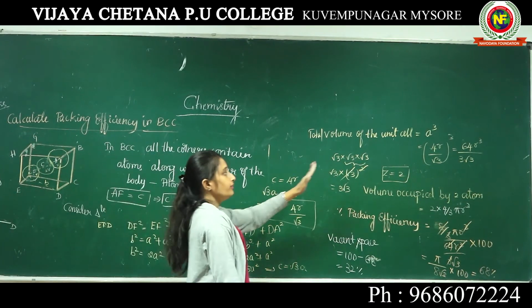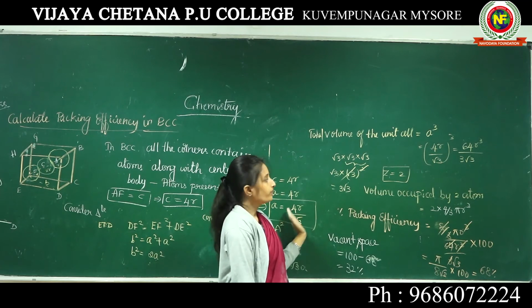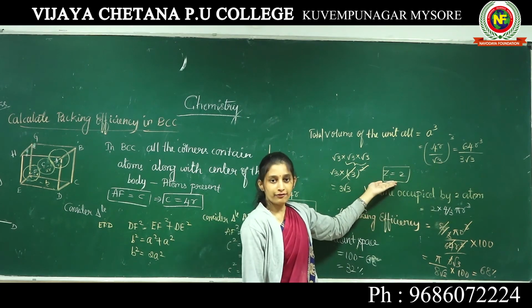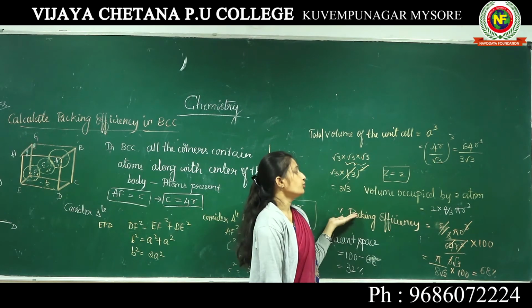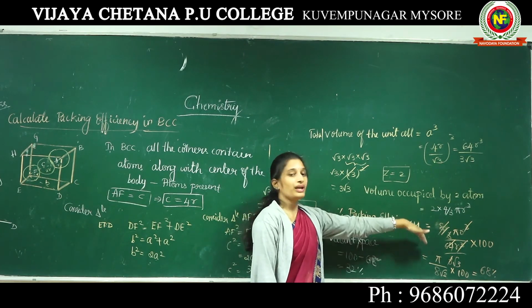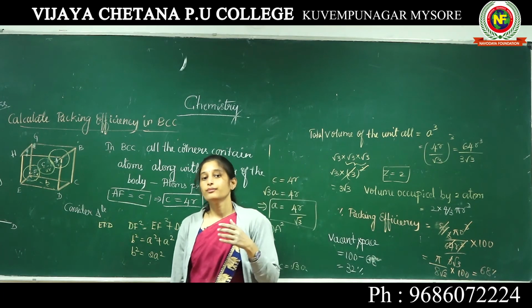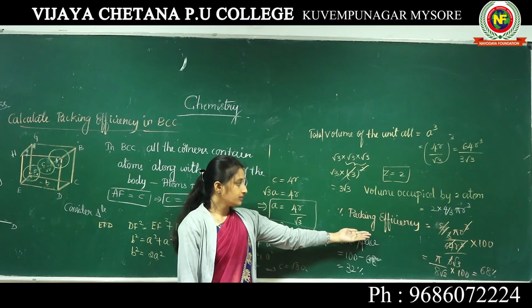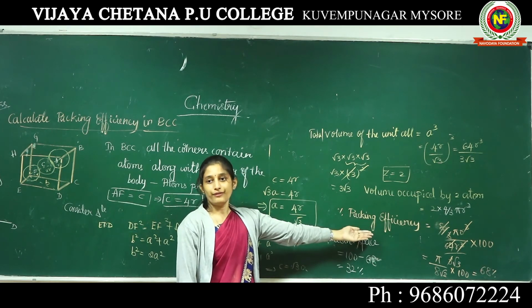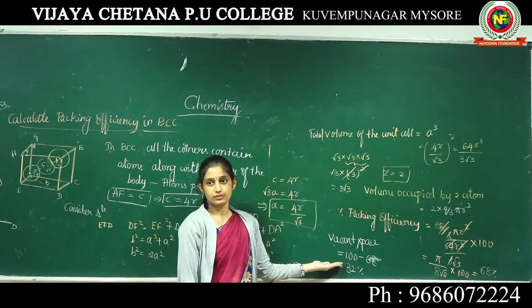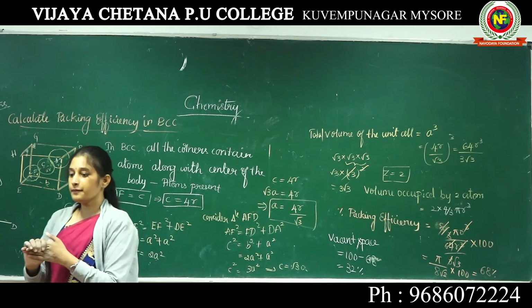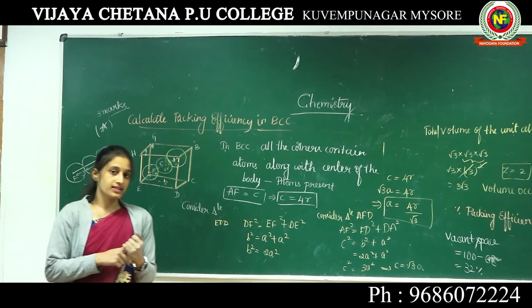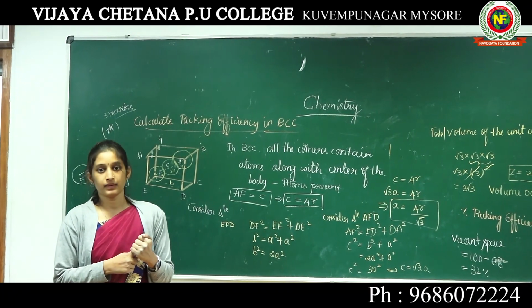Then total volume is A cube. The A value we know, just substitute it and solve it. And you know the number of atoms, Z value is equal to 2. Volume occupied by 2 atoms is equal to 2 times 4 by 3 pi r cube. So finally for packing efficiency, write down the formula, substitute the values, and find the vacant space. This clears the packing efficiency in SCC, FCC and BCC.